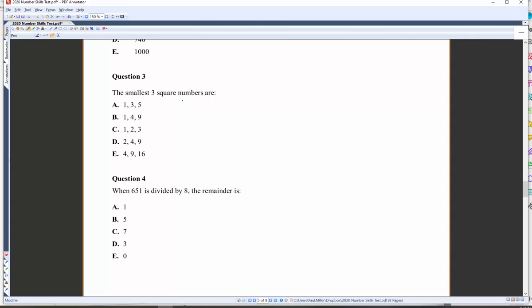The smallest 3 square numbers are. All right, 1 times 1 is a square number. 2 times 2 is a square number, 4. 3 times 3 is a square number, 9. And that was your answer. Many of you forgot to use 1 as the lowest square number.